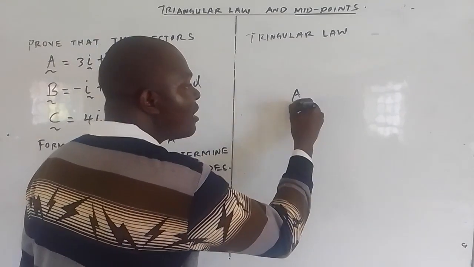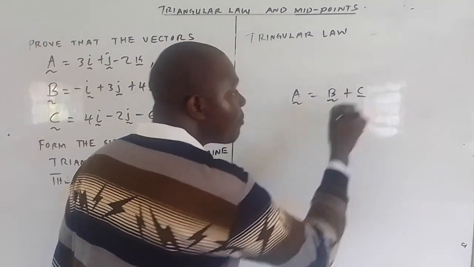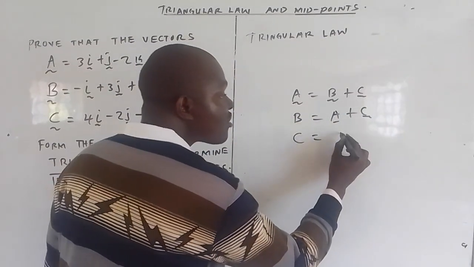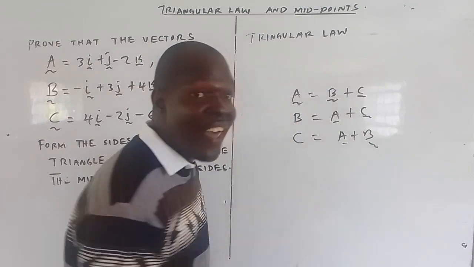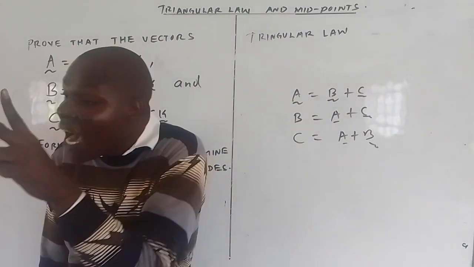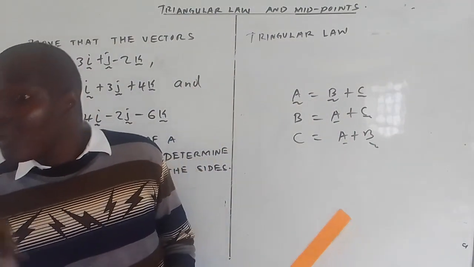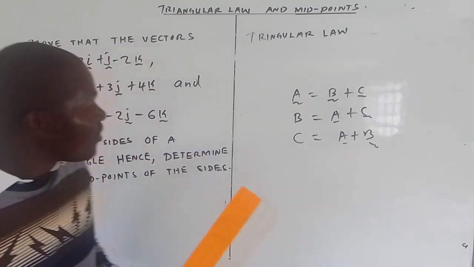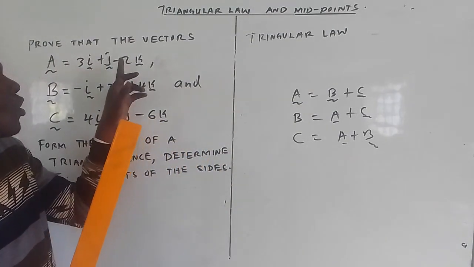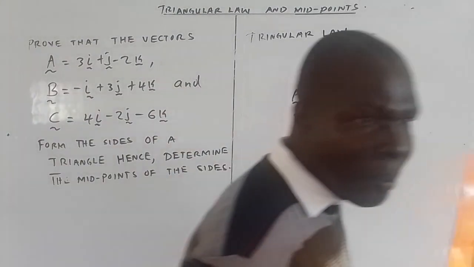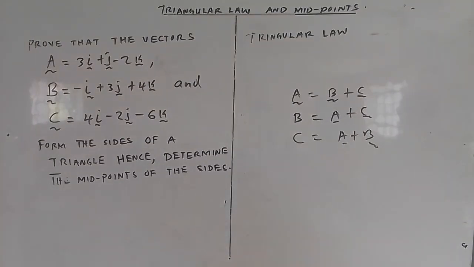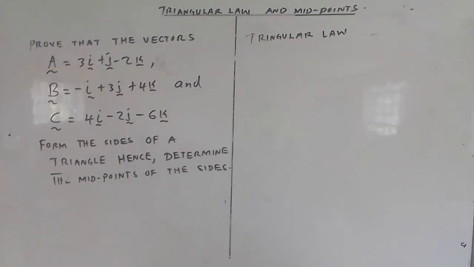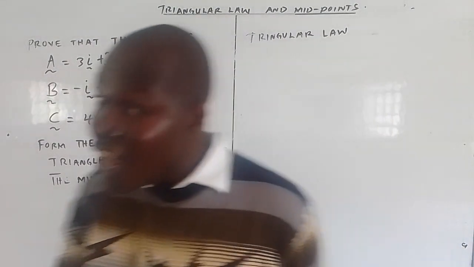It can be that vector A is equal to vector B plus C, or vector B is equal to vector A plus C, or vector C is equal to vector A plus B. Either way, one vector must be the sum of two vectors. That is when the triangular law holds. So you have to check in which situation the triangular law is holding for these three vectors. If one vector is the sum of the two other vectors, then the triangular law is holding.